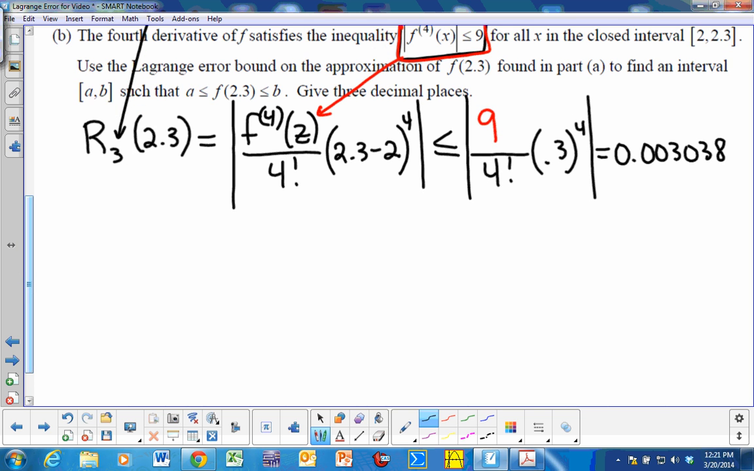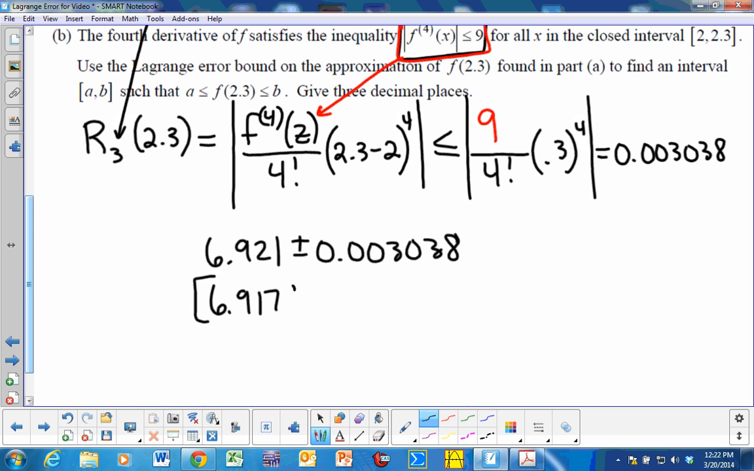And then we want to give, again, the interval where we know the actual function value lies. Well, our estimate was 6.921, plus or minus this error we just found. And so our interval is going to be 6.91796 to 6.92404. So somewhere in there is the actual value of f of 2.3.